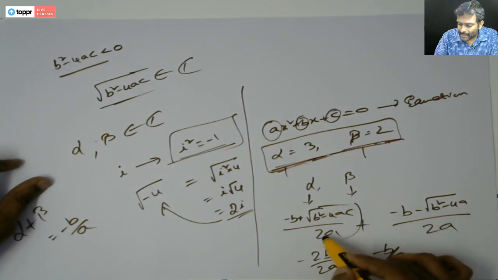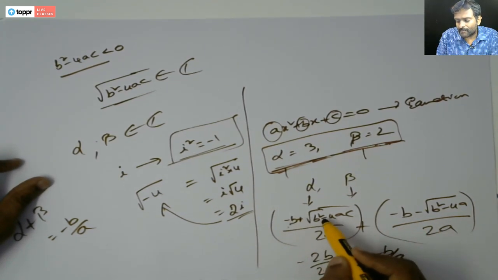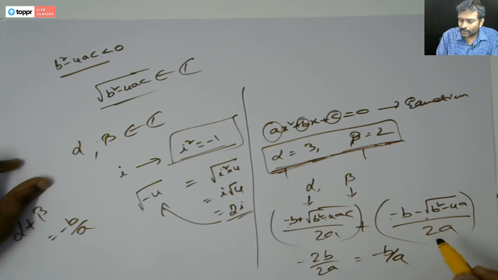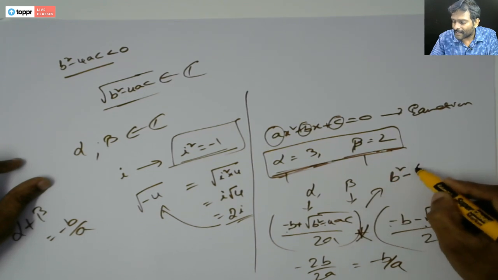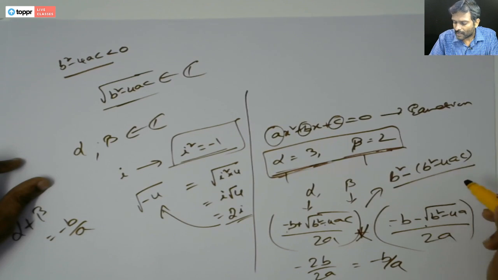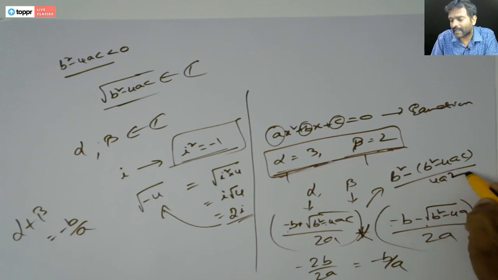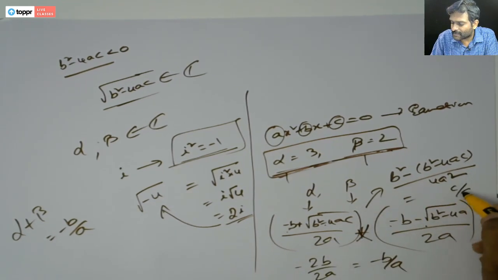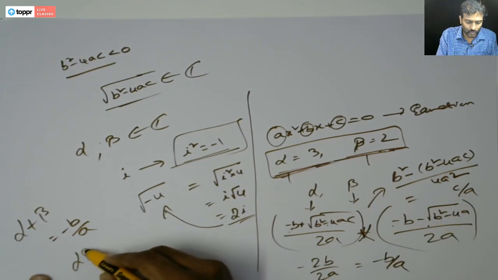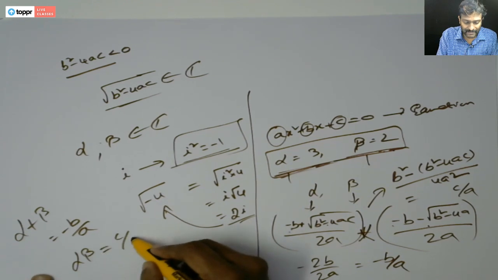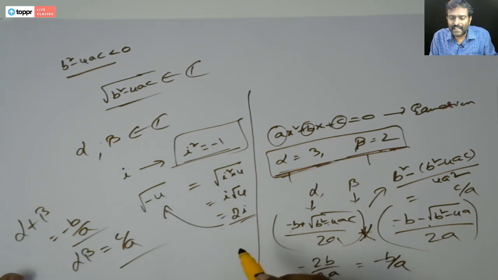Similarly, when you multiply these two, it is in the form of a plus b times a minus b, so it is b square minus b square minus 4ac, because the root and the square get cancelled, and 2a whole square is 4a square. When you simplify this, b square and b square get cancelled, and 4 you can cancel. So you just get the product of the roots, alpha beta, as c by a. These are the sum of the roots and product of the roots of a quadratic equation.